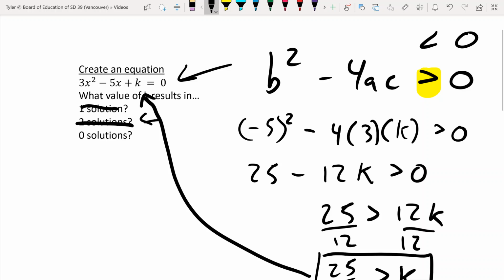That's it for the discriminant. The quadratic formula is much more important than the discriminant because it actually helps you solve questions. This just helps you understand questions before you solve them. That's it.